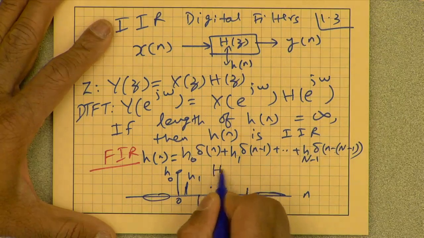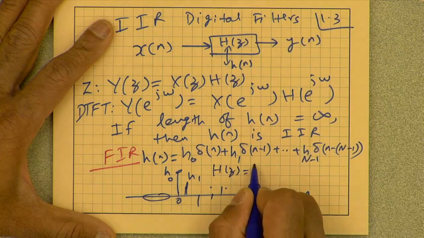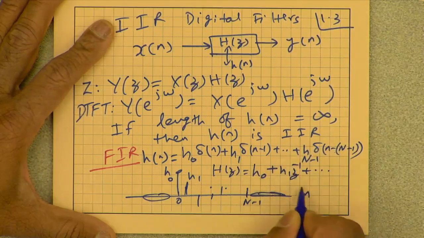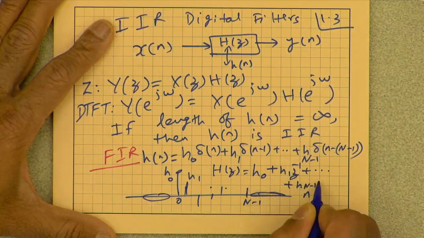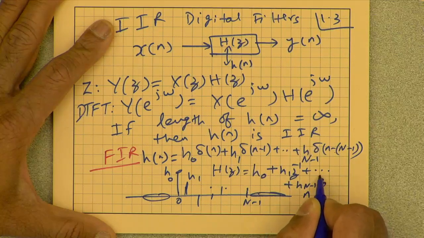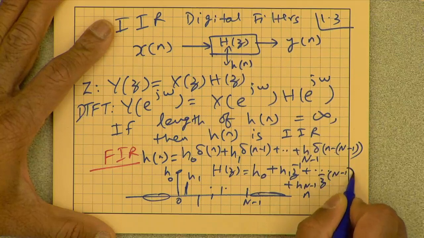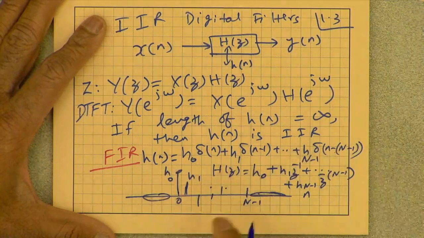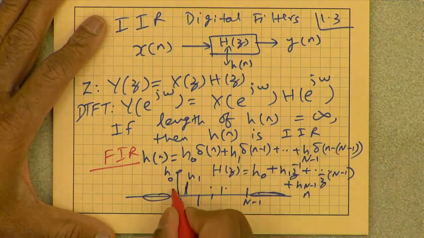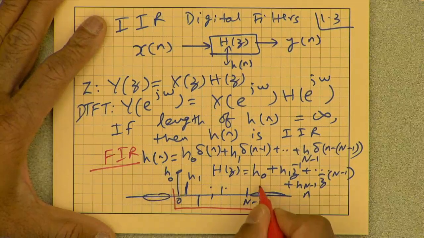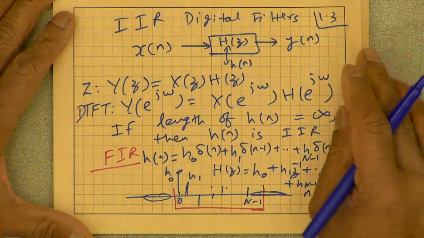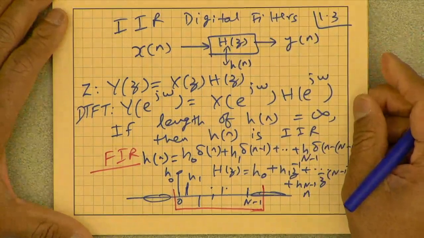And you can also write H(z) is equal to h0 plus h1 z to the power minus 1, plus ... plus h(n minus 1) z to the power minus (n minus 1). Okay, so this is FIR. As you can see, the length of the filter is finite. That's why it's called n tap FIR filter. That's why it's called finite impulse response.